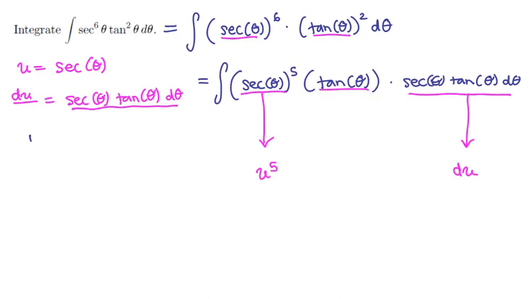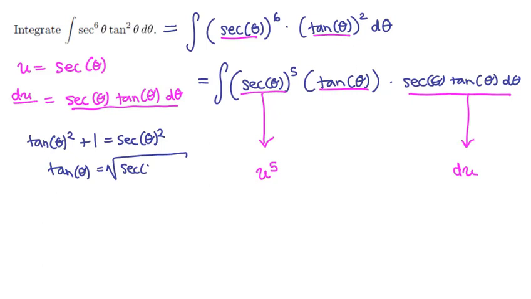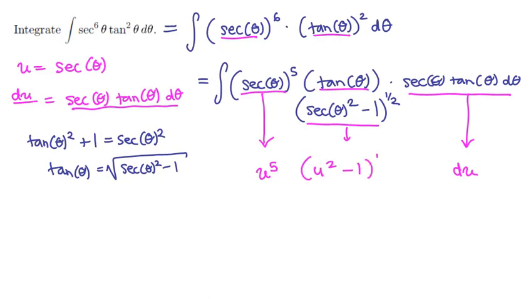Now remember, the Pythagorean theorem says that the tangent of theta squared plus 1 is the secant of theta squared. And so if we solve this for tangent, we get that tangent of theta is the square root of secant theta quantity squared minus 1. So we can replace this tangent term here with secant of theta quantity squared minus 1 to the 1/2 power. And then the secant can be replaced with a u. So this becomes u squared minus 1 quantity to the 1/2 power. And this becomes the new integral.